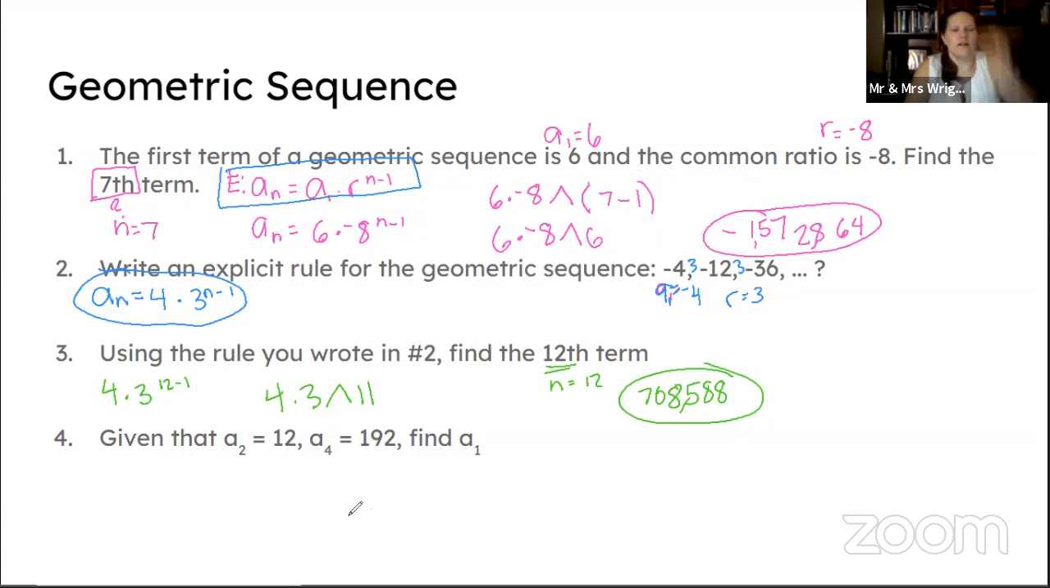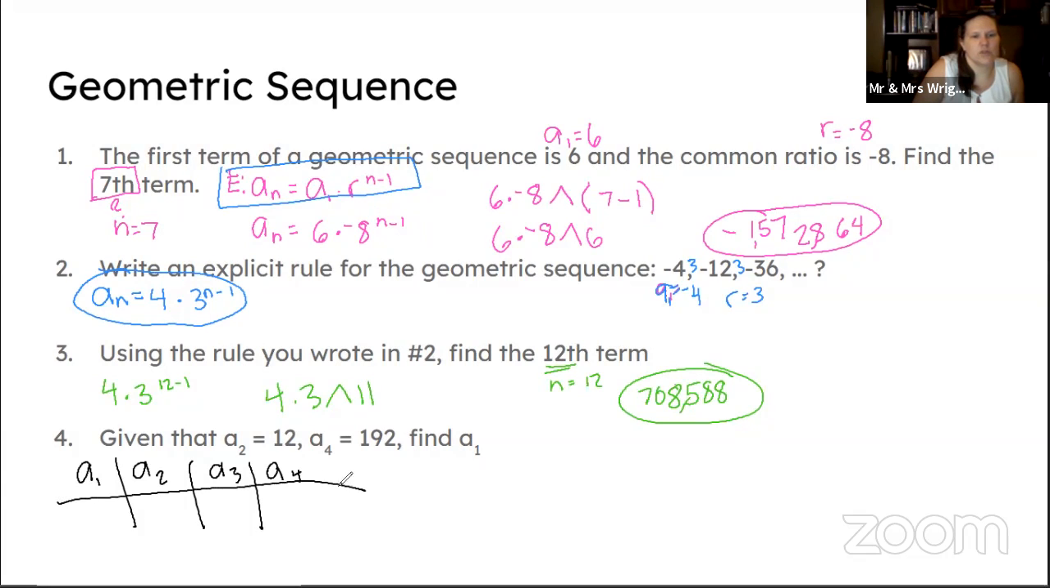So given that A2 is 12 and A4 is 192, we are asked to find A1. So let's go ahead and write some little A's here. I'm going to create a little table. So I know A4 is 192. I don't know what A3 is, but I know A2 is 12, and I know we're looking for A1.